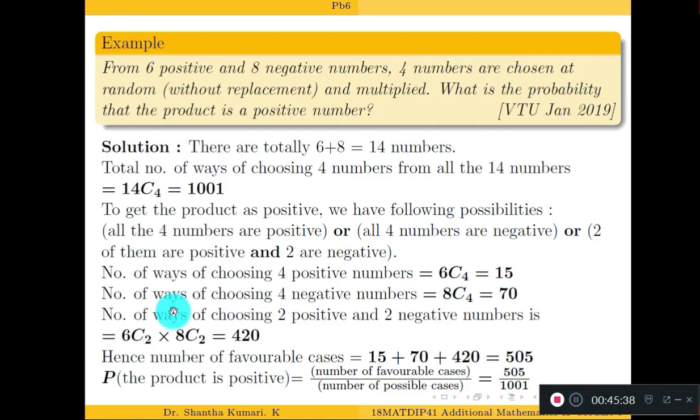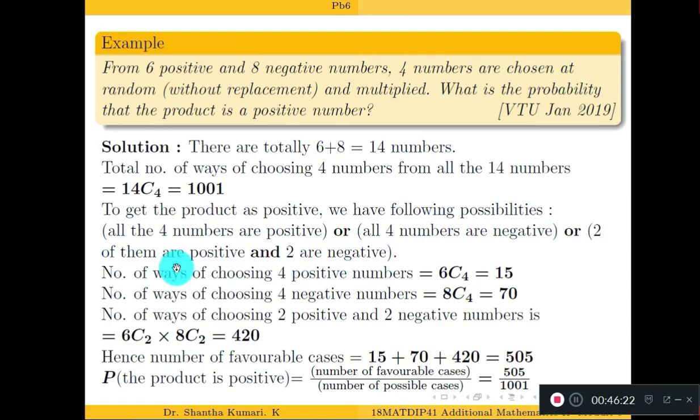Now count each possibility. 4 numbers are positive. How many ways can you select them? Totally how many positive numbers are there? 6. Out of 6, we are selecting 4 numbers. That means 6C4. So the answer is 15. Second possibility, all 4 numbers are negative. You can directly calculate all the terms; I have calculated each term separately. All 4 numbers are negative: how many negative numbers are there? 8 negative numbers. Out of 8 negative numbers, select 4. 8C4. Calculate it: 70.